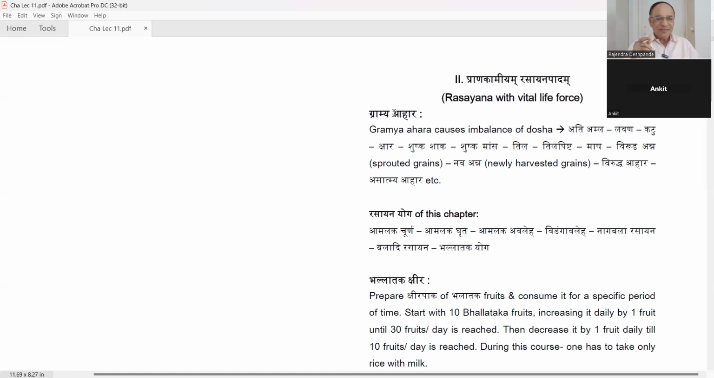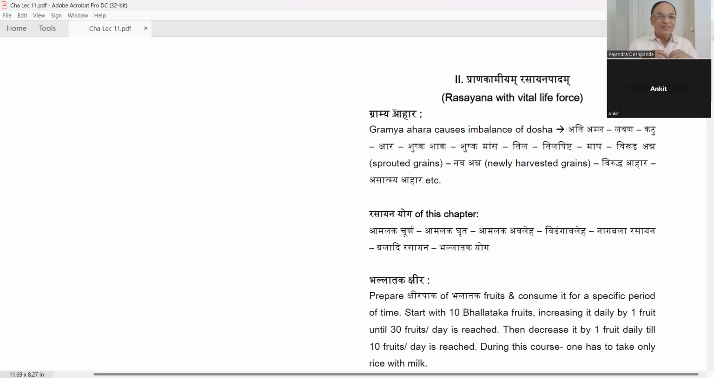Next, write down fast. Nagabala is a plant. Nagabala Rasayana. Then Bala is also the name of a plant. Baladi Rasayana. Different Rasayanas, tonics in Charaka Samhita. Bhallataka kshira. Kshira means milk. Bhallataka tail, oil, also from Bhallataka. And different other formulations, ten formulations from Bhallataka.